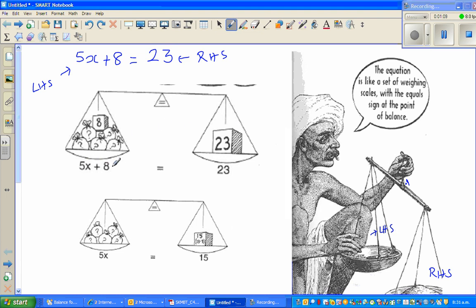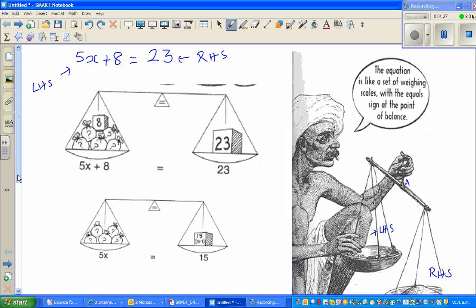So this is 5x + 8 on one side and 23 on the other side. You have 5 bundles of something, that is 5x, and then you have 8 that balances with this 23, which is again a weight. So these two sides are balanced now.